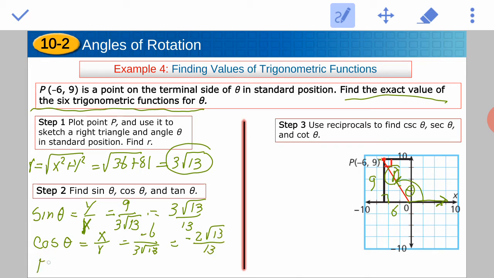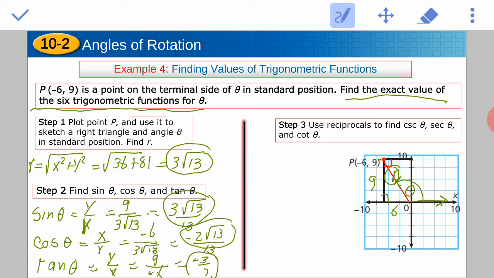Let's find the third trigonometric function, tan theta. Tangent theta equals y over x. The y coordinate is 9, and the x coordinate is negative 6. If you simplify that, guys, it's going to be negative 3 over 2. So, guys, we have found the three basic trigonometric ratios.